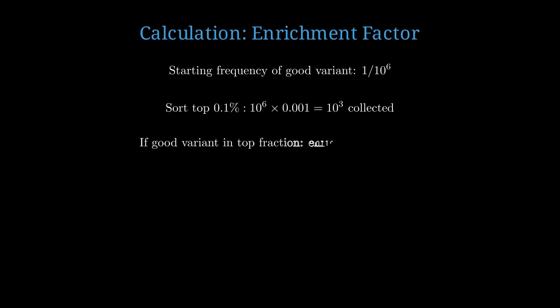If our good variant is in that top 0.1%, we've enriched it by a factor of 1,000. It went from 1 in 1,000,000 to 1 in 1,000. After 3 rounds of 1,000-fold enrichment each round, we achieve 1,000 cubed equals 1,000,000,000-fold total enrichment. Our rare variant is now the dominant sequence.